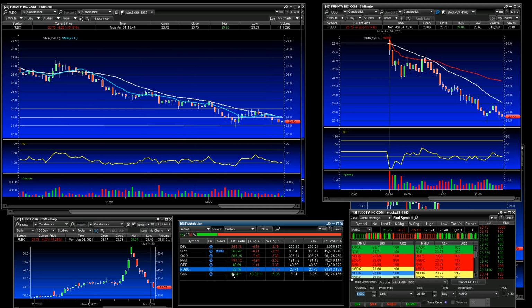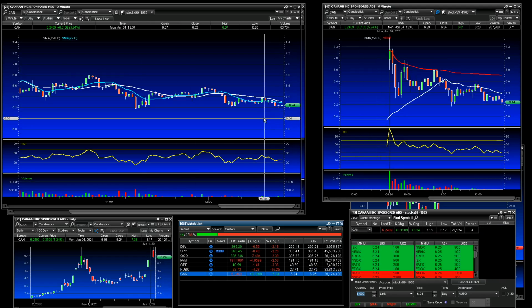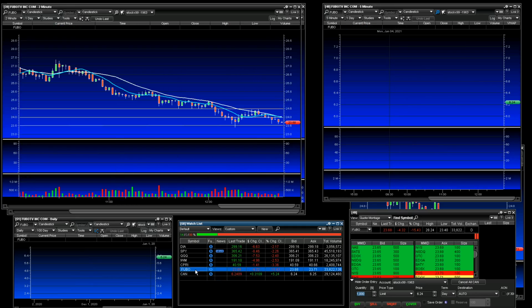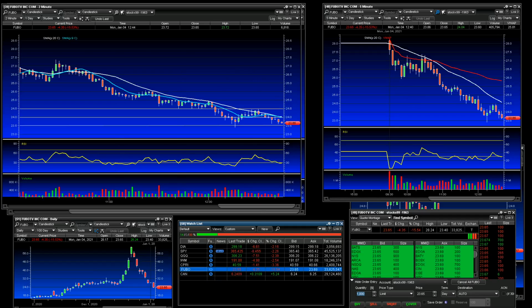CAN is getting closer to that 6.15 short. It's posted in the room, $6.15. Clears everything from this morning. So one trade live right now, which is FUBO, and one trade we are watching, CAN.